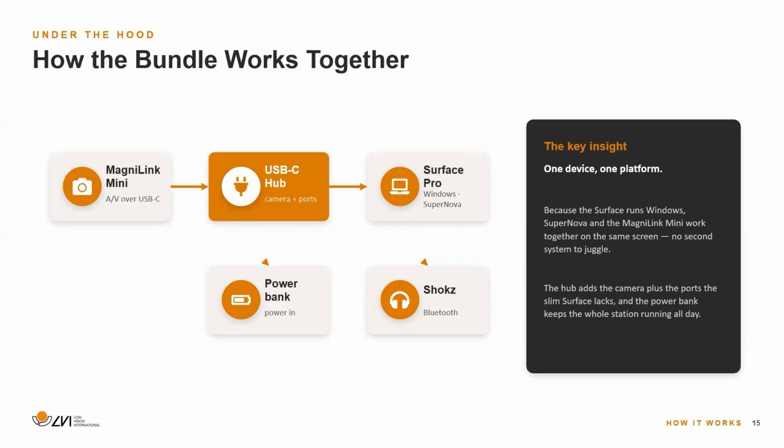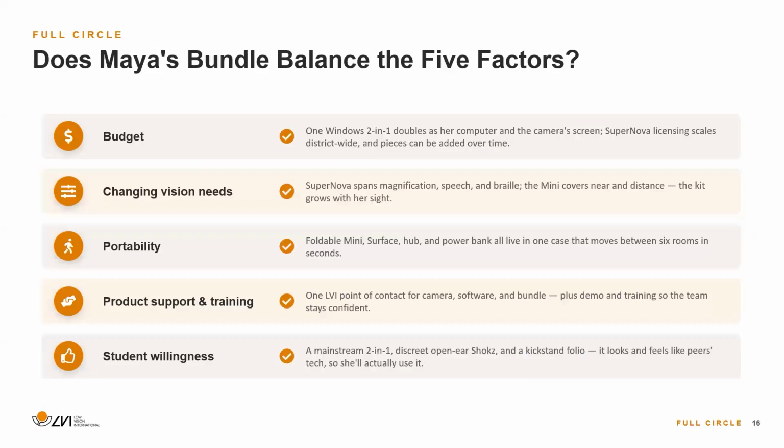I think just a few little things. Open up your Surface, turn it on, kick out your kickstand, make sure your hub's probably already plugged into there, plug in your Mini. If you need the power bank, you've got a port available for it, and you could plug it in if you needed to and pop your shocks on, and you're ready to go. Next slide.